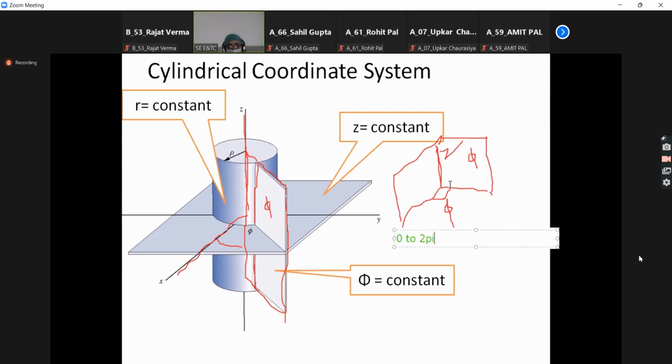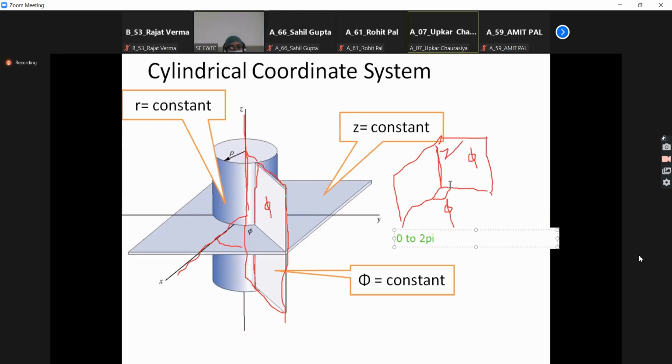It cannot be less than 2 pi. It can be less than 2 pi, but the maximum limit is going to be 2 pi. So maybe practically you cannot imagine two planes to be coinciding with each other. So it may be that is the reason they have written that.